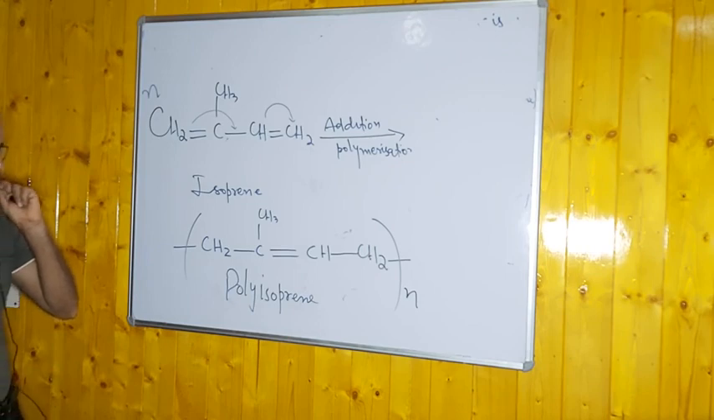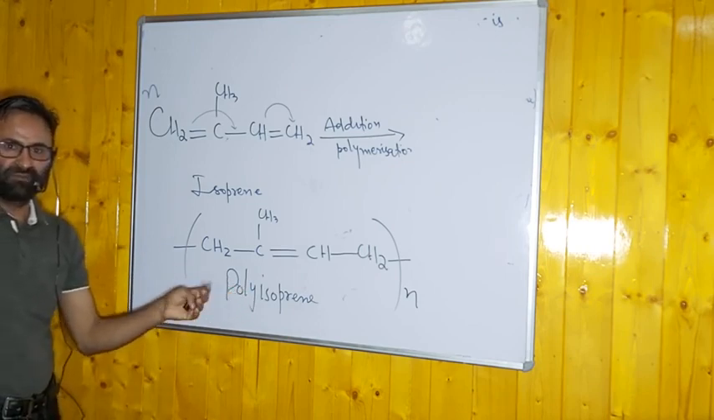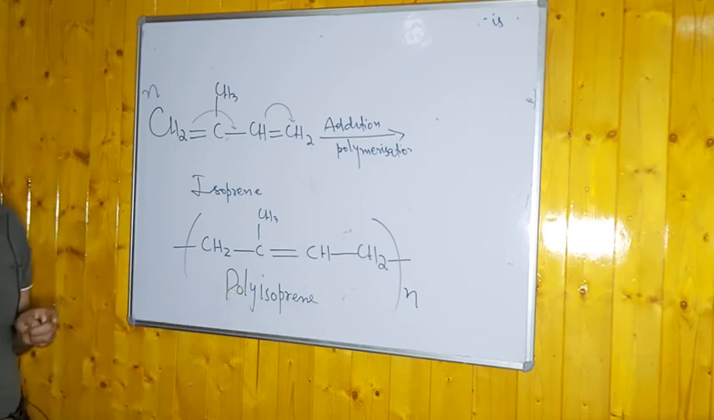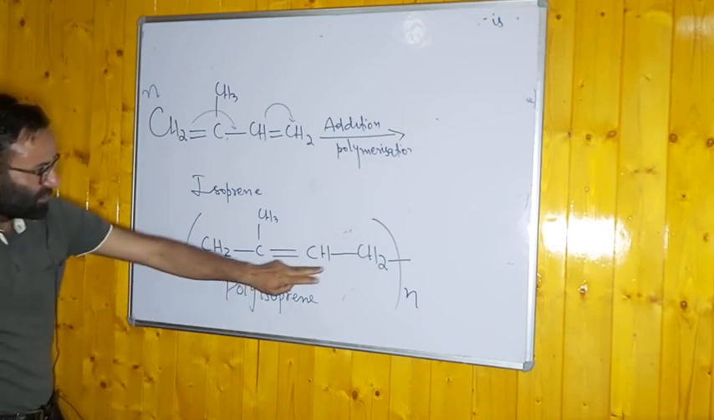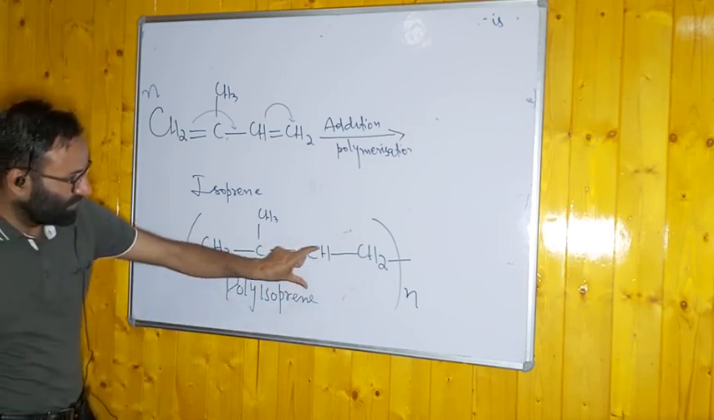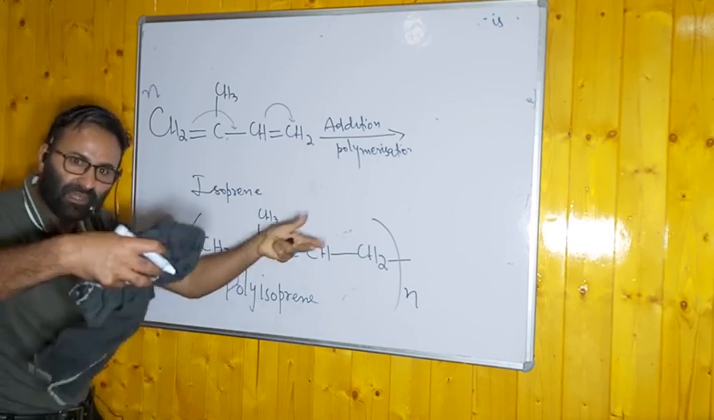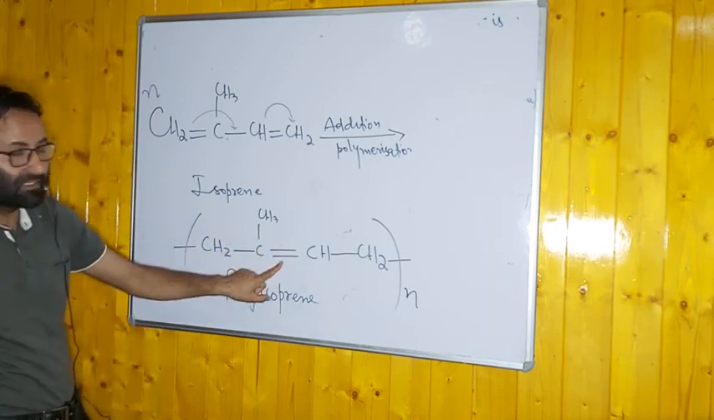Now you have to discuss, this is natural rubber. You can say it is polyisoprene. Now there are two important points you have to mention. Each repeating unit, this is the repeating unit, n times means this will be repeated. It contains a double bond.